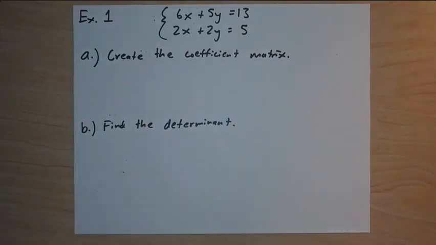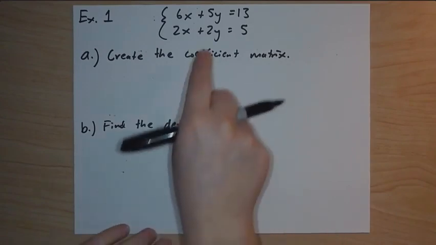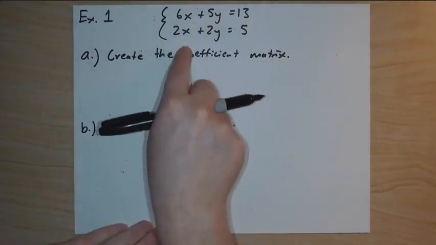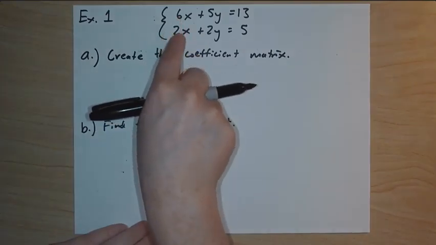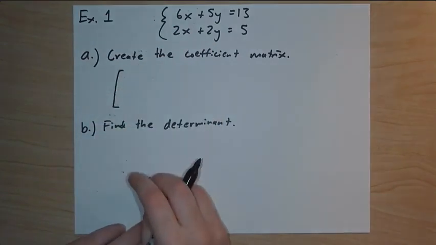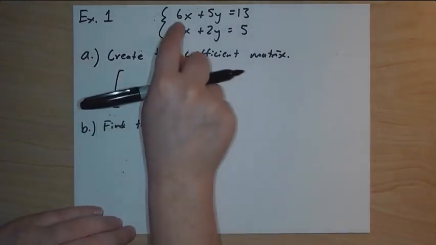For the coefficient matrix, we're only going to pay attention to the left-hand side. These are just constants on the right-hand side. We're going to pay attention to everything that's in front of each variable. So we're going to create a matrix that's going to be 2 by 2.